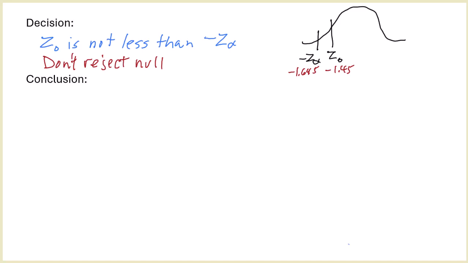If my result from the sample had been negative 1.72, then we'd say, oh yeah, reject the null because it's further to the left than our cutoff z alpha. Okay.